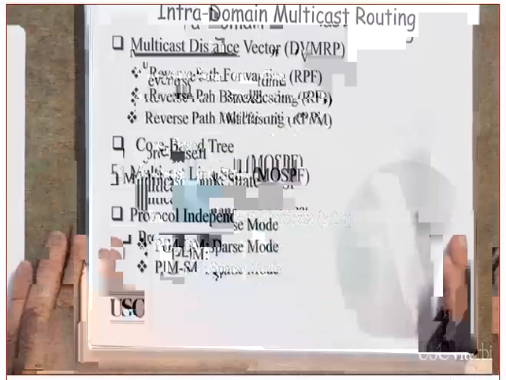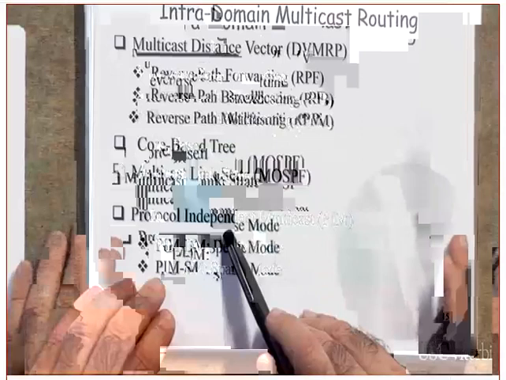Whereas in sparse mode, the routers that are involved in the multicast tree are located all over the place. One is located here, the other one is located there, and so on. We call it sparse because it is located in a sparse fashion. And we will see the difference between each one.